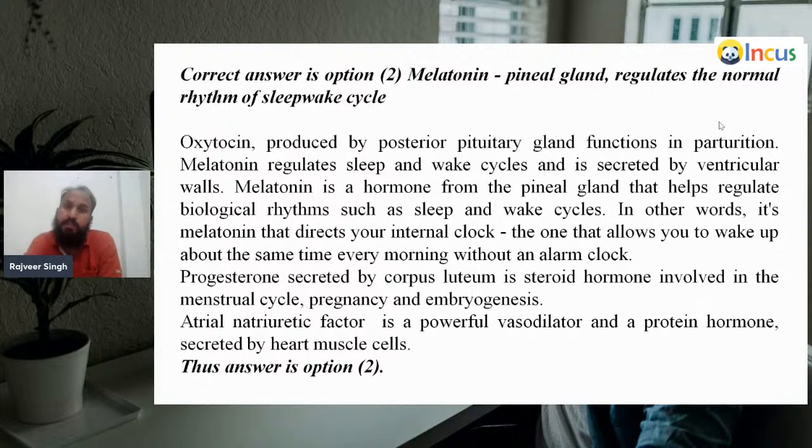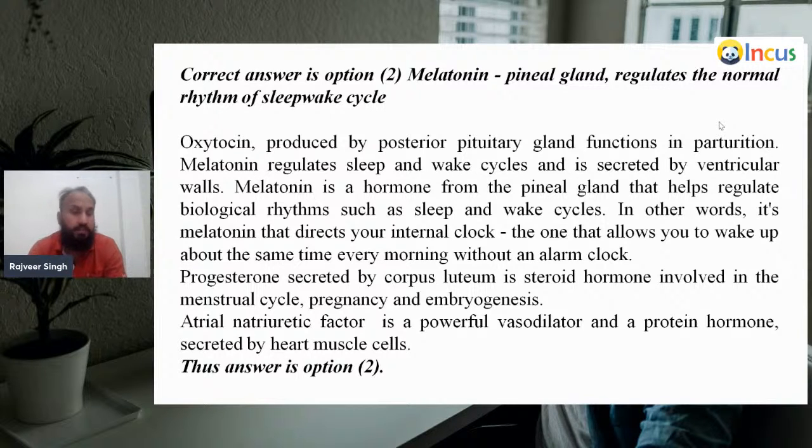Because here the oxytocin produced by the posterior pituitary gland functions in parturition. Melatonin regulates the sleep and wake cycle and ANF is secreted by the ventricular walls. Melatonin is a hormone from the pineal gland that helps regulate biological rhythms such as the sleep and wake cycle. In other words, it is melatonin that directs your internal clock, the one that allows you to wake up about the same time every morning without an alarm clock.